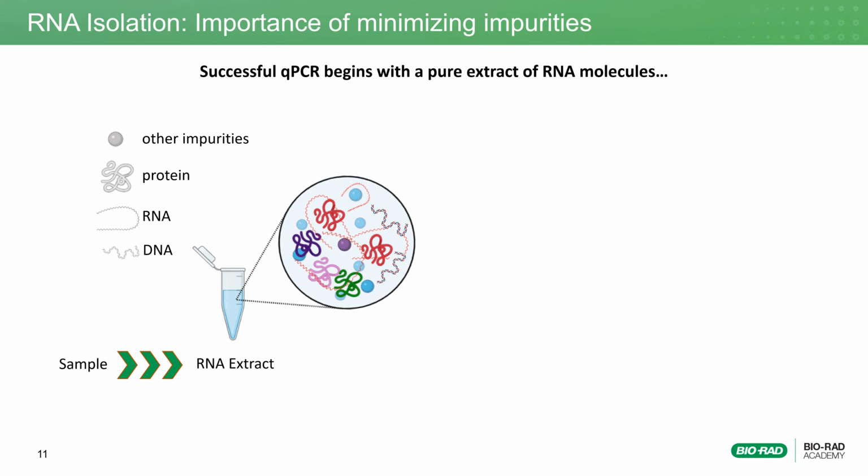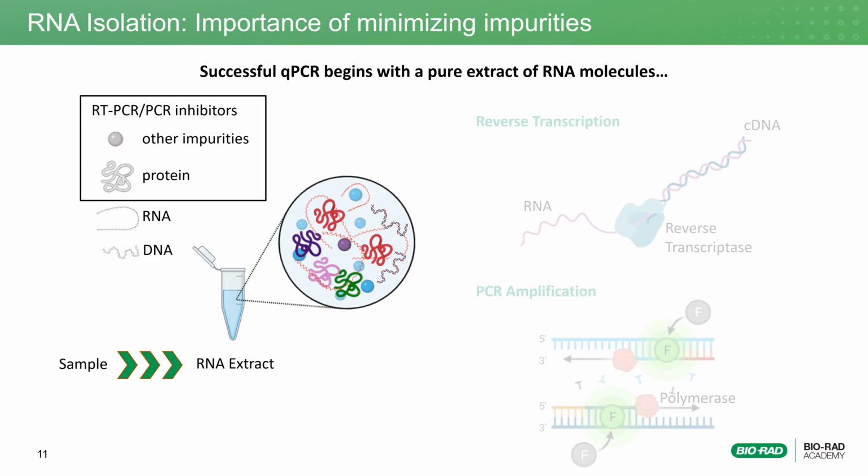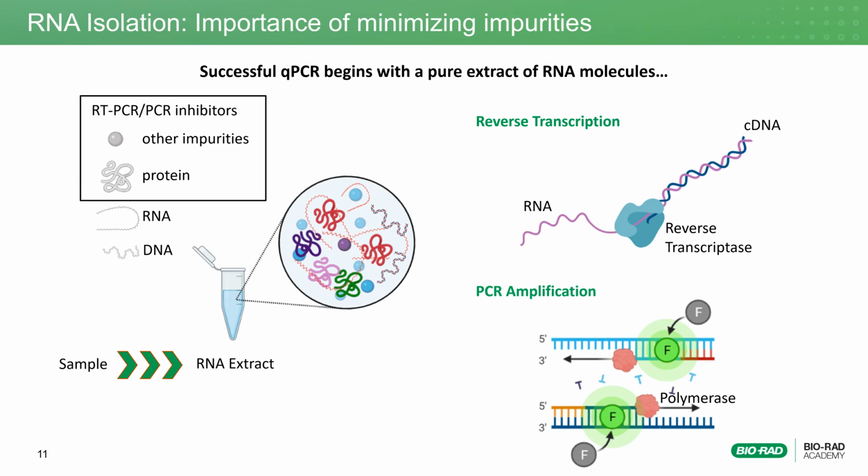Co-purified molecules can include proteins, DNA, and other impurities such as residual chemicals left over from the extraction protocol. Proteins and other impurities can decrease the efficiency of two key chemical reactions occurring in RT-qPCR: reverse transcription and PCR amplification. Reverse transcription is the process by which RT-qPCR generates cDNA.